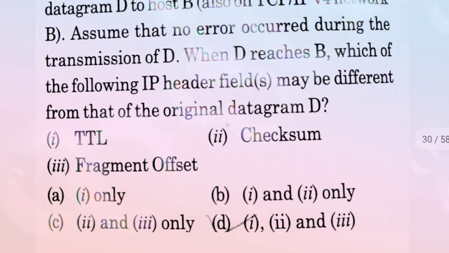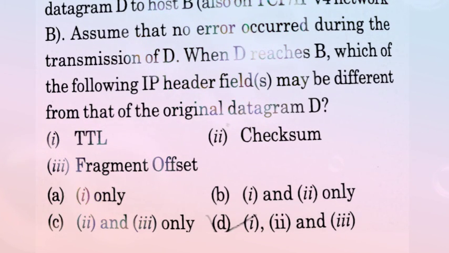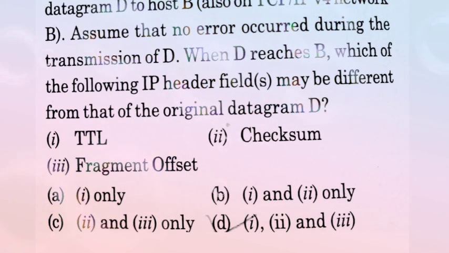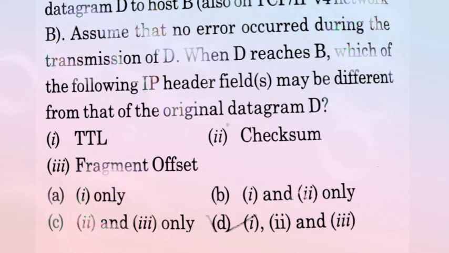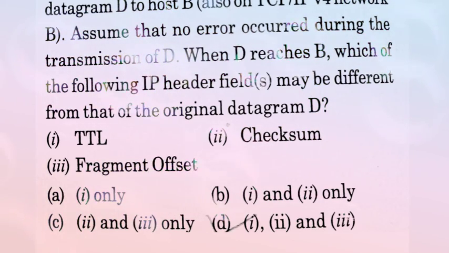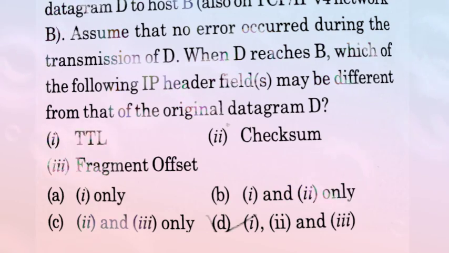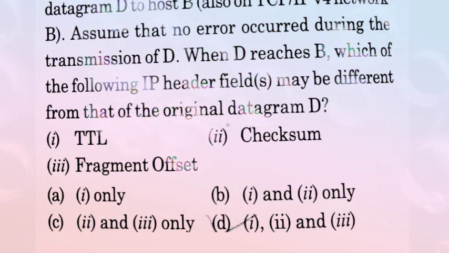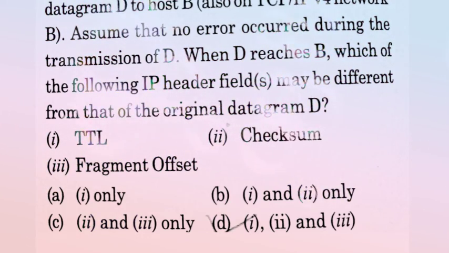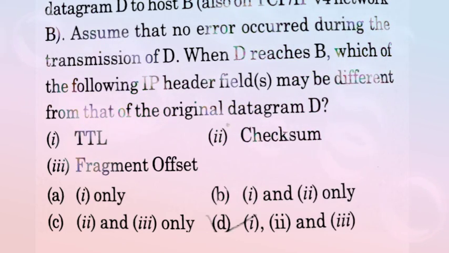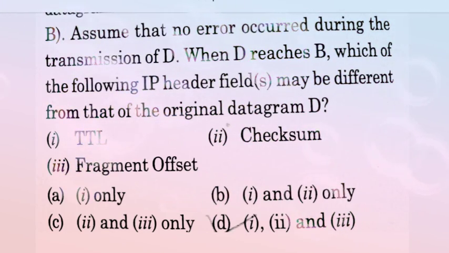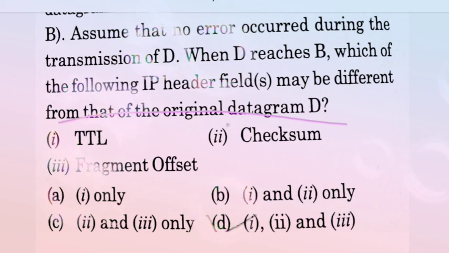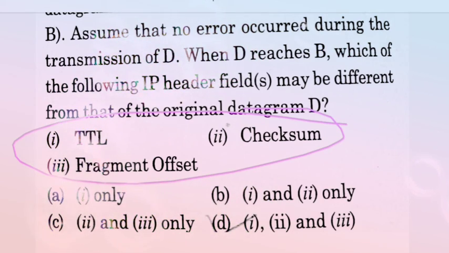Okay, so here 4 options are given. First TTL, that is time to live, second checksum, and third is offset, the fragment offset. So here we need to find which of the following fields may be different from the original datagram D. So all of these are different from the original datagram D.